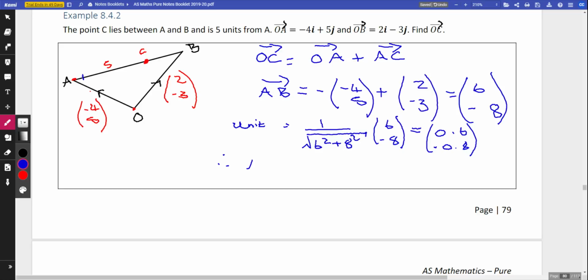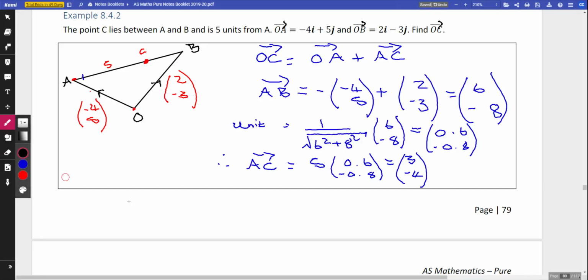Therefore, A to C is equal to 5 lots of that. So we've got 5 lots of 0.6, minus 0.8 because I want the length to be 5. So that unit vector was just giving me length 1 between A and B. I want it to have length 5, but it's still going in the same direction as A and B. So that gives me 3, minus 4 in terms of that vector there.